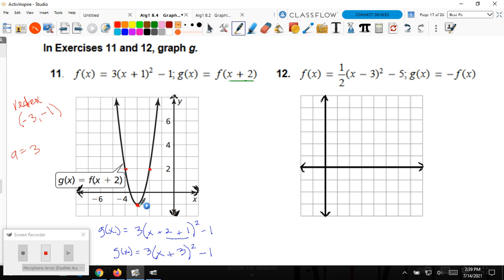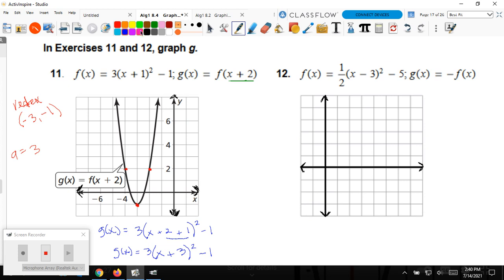We can go 2, and then 2 squared would be 4. 4 times 3 would be 12. So 1, 2, 3, 4, 5, 6, 7, 8, 9. Since 12 is going to be up here, it's not going to get to this line until up here. That's why you can see it's a little bit shy of that. Same thing over on this way, a little bit less than 2 in this direction as well at the top. And that's it. Number 12, on this one, what do we have to do?